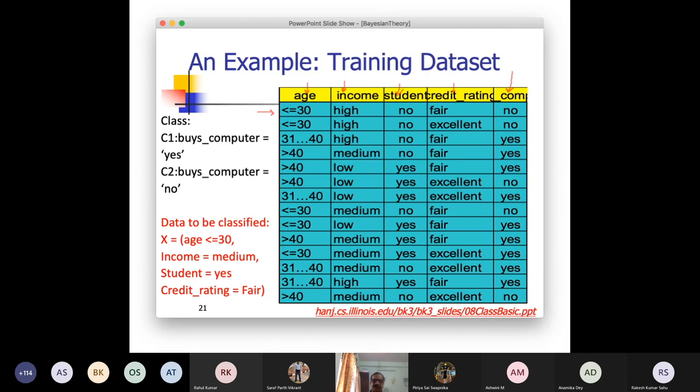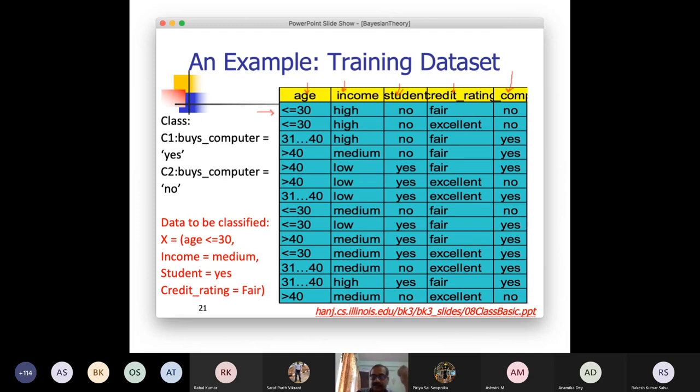These are all categories here, as you can see. Age is also a category; it's not a numerical value here. How many categories are there for age? Three. Sometimes I'm hearing very faint. Can you tell me once again? Three. Yeah, for age, it is 3. For income also, it is 3. For student, it is 2. For credit rating, it is 2. So all are categorical data.